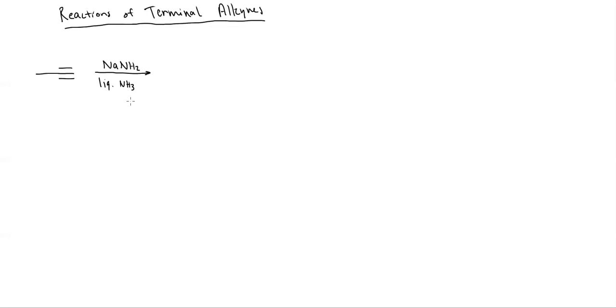Now what this does is, this triple bond here has a hydrogen on the end of it. Basically, this NaNH2 is a very strong base. NH2 minus is going to come in and take a hydrogen. And what that leaves me with is this alkyne, which is deprotonated now. Any deprotonated terminal alkyne is an acetylide. So this leaves me with an acetylide.